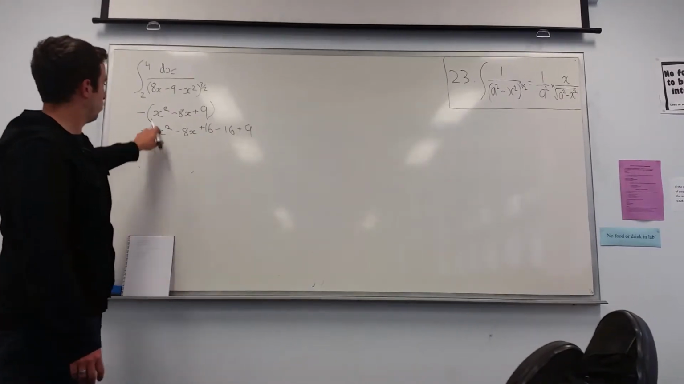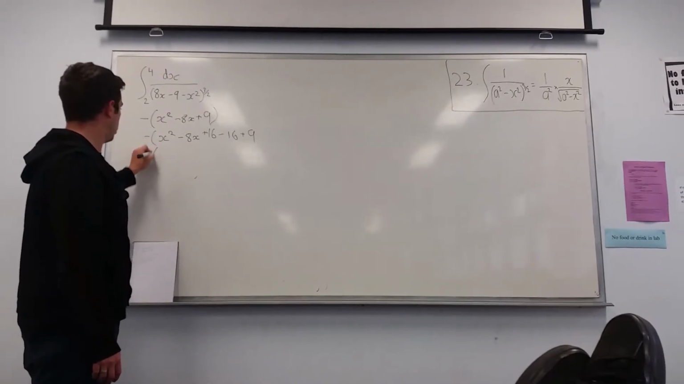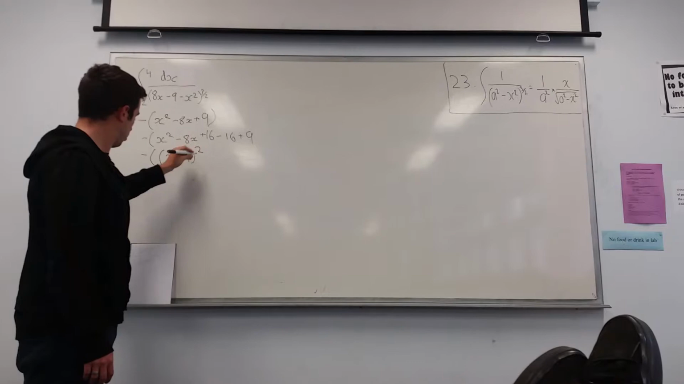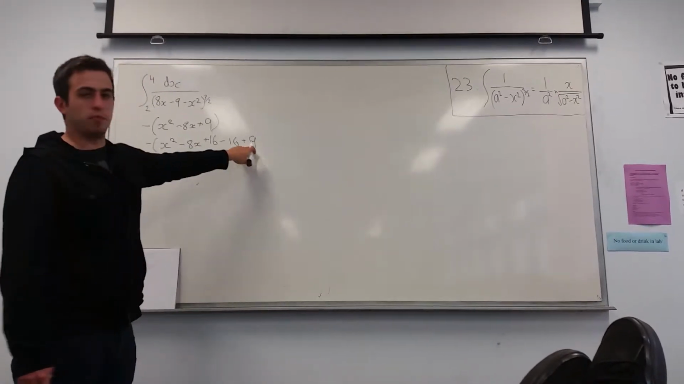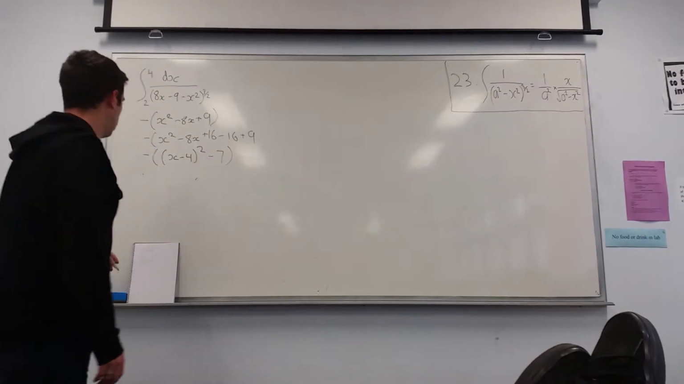So to take this, we say that that's a quadratic. Right, now we're going to factorise that quadratic. So it turns into x minus 4 squared. Right, and then minus 16 plus 9 is obviously minus 7. So that goes to minus 7.